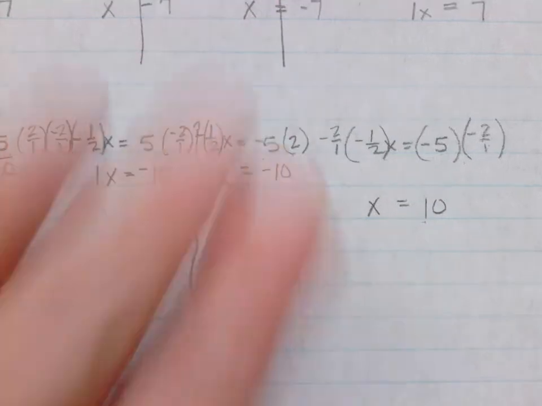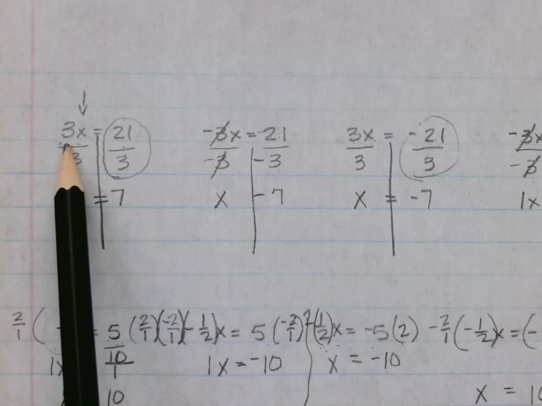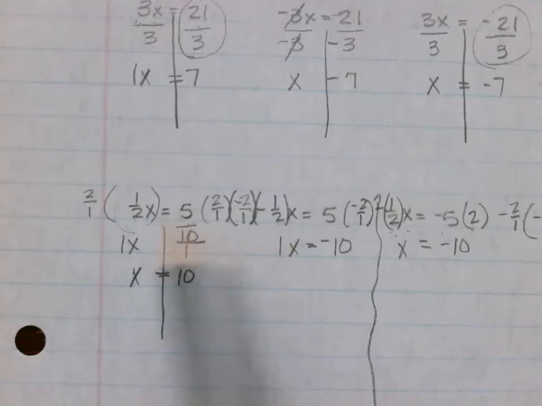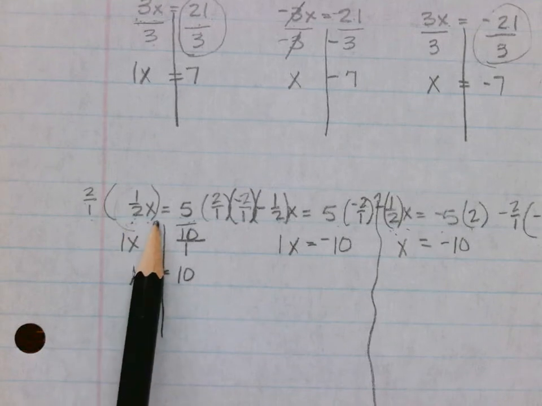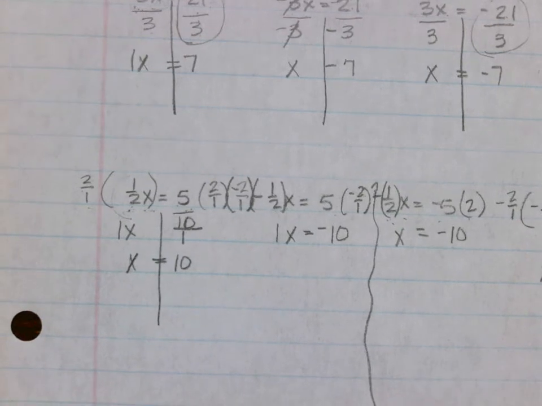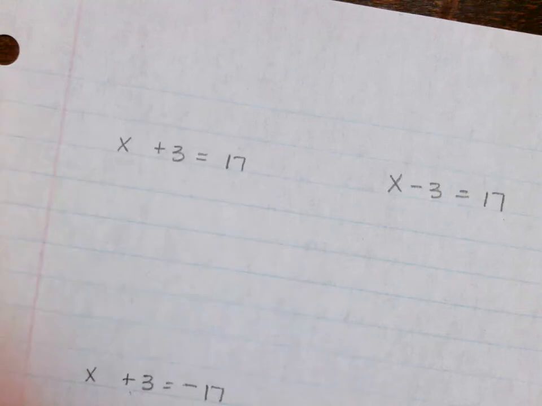So in every one of these situations, in order to do the inverse operation, I had to use division here because I was multiplying. And I had to use multiplication here because I was dividing. But sometimes we have one-step equations where, in order to do the inverse, we use addition and subtraction.